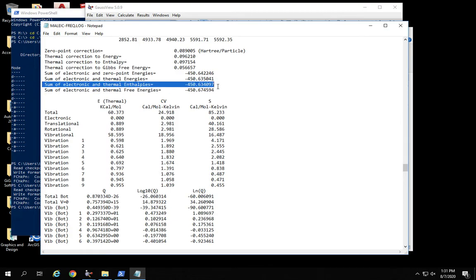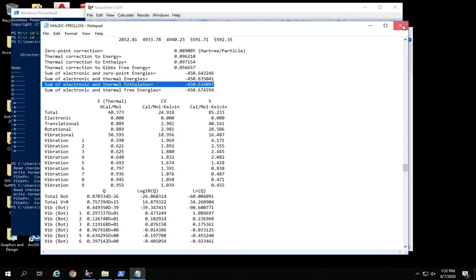And you can see that these numbers are all different. The zero-point energy is minus 450.642 Hartrees. The sum of electronic and thermal enthalpies is minus 450.634. So there's a difference, but this is the number that we want to use for computing delta H. That's what we need for maleic acid, for the trans conformer.